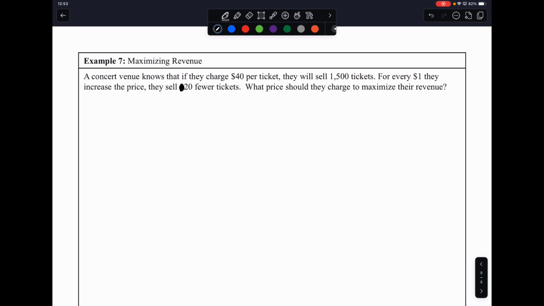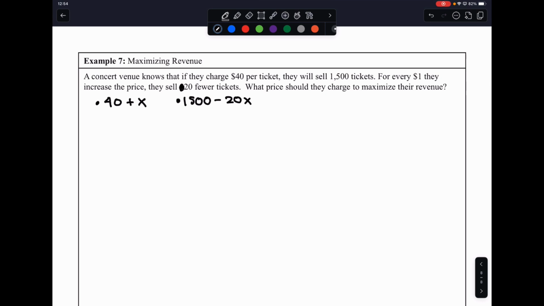So let's see. Right now, $40 again. And if they add $1 for every ticket, then the ticket price is going to go up. So this is what the price is, and the number of tickets that they sell would be 1,500 minus 20 for every $1 that the price increases. If I add $1 per ticket, my price goes up. But for every $1 I add, I go down by 20 tickets.